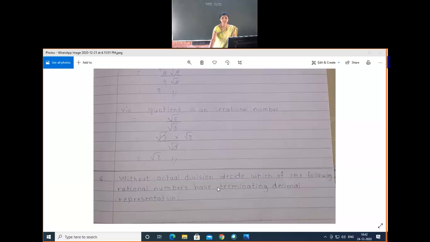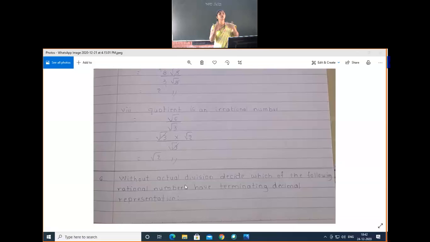Actually, students, this is a 10th standard topic. In 10th standard, you have one chapter that is real numbers, and in that chapter we study this topic. But in the assignment, they have covered this problem also. It's okay, let us learn something now. What is that actually? Without actual division, so we cannot do the division. Without actual division, decide which of the following rational numbers have terminating decimal representation.